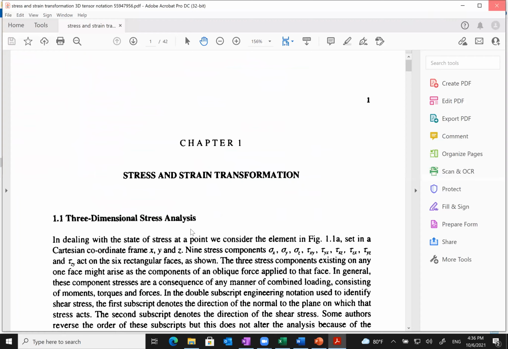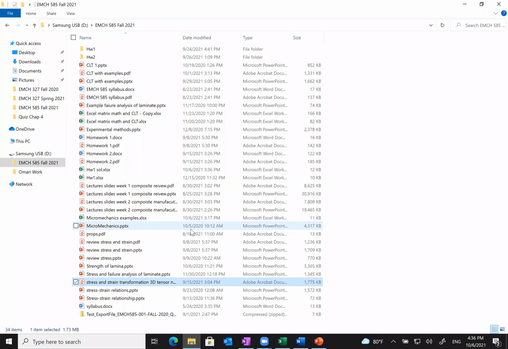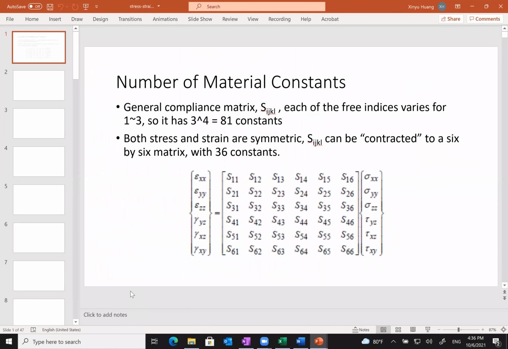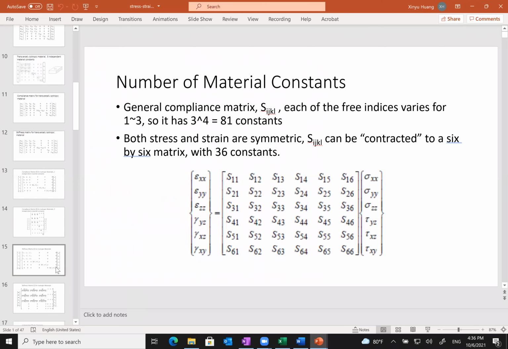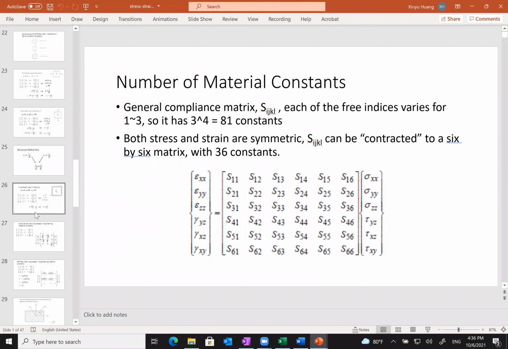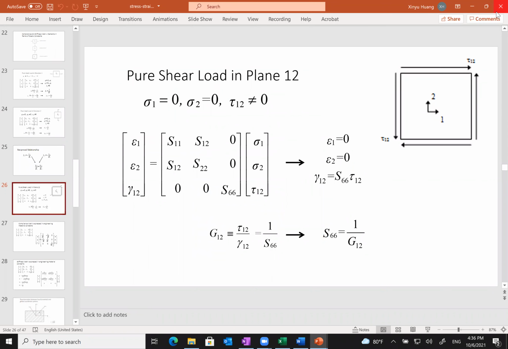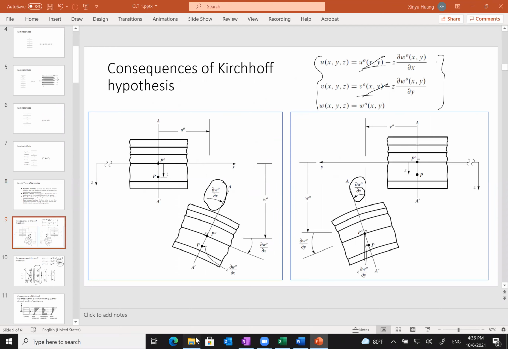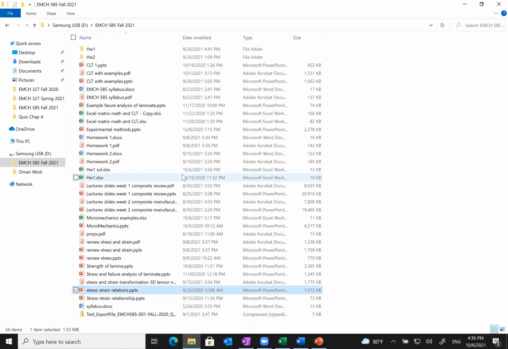Not this one. Yeah. Strain relationship. Like this one. This one. Not this one. That one.